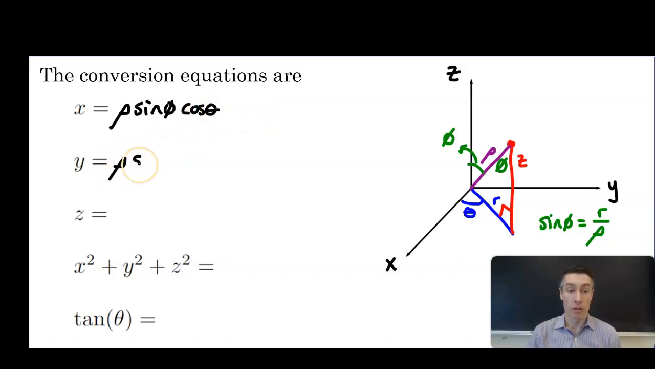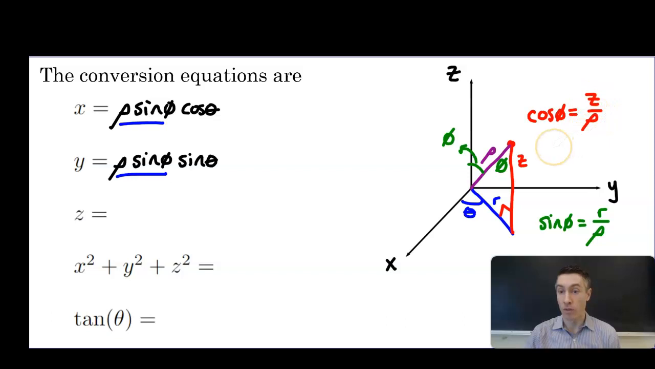Y is rho sine phi sine theta. Right? And again, just to highlight the rho sine phi, that was the r in our polar conversions. Now we also need to deal with z, but we can use this same right triangle. For z, we can use the cosine ratio, so cosine of phi is equal to the adjacent side z over rho, so z equals rho cosine phi. So rho cosine phi.